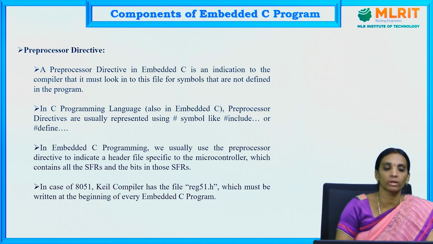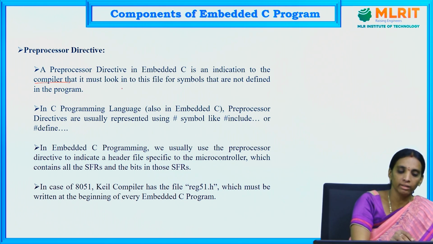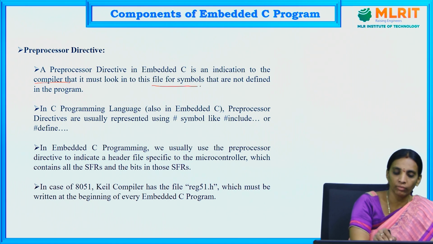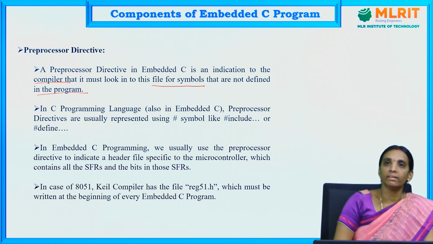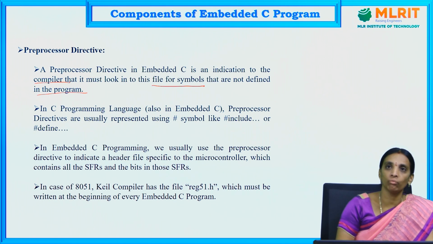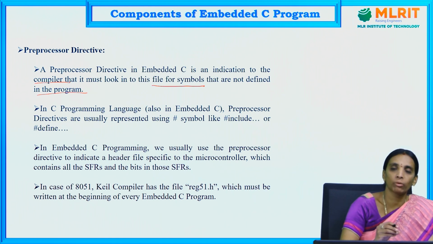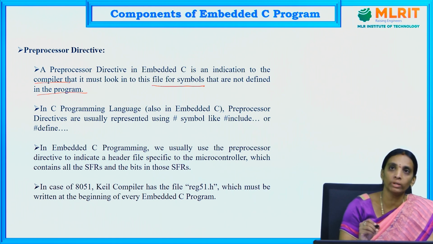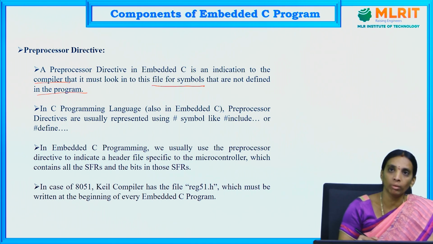Next, preprocessor directives. A preprocessor directive in embedded C is an indication to the compiler that we must look into the file for symbols that are not defined in the program. So we can use a preprocessor directive which is already defined for our processor by the manufacturers, directly in our program, to indicate that the symbols used in our program are related to these preprocessor directives.